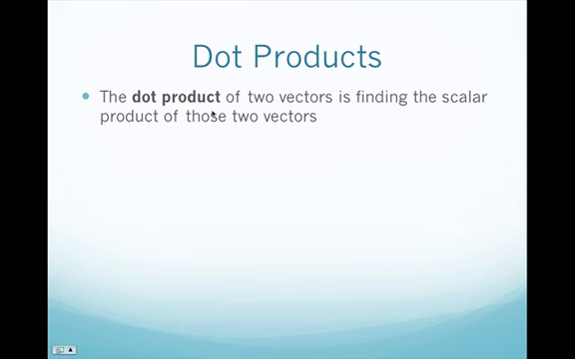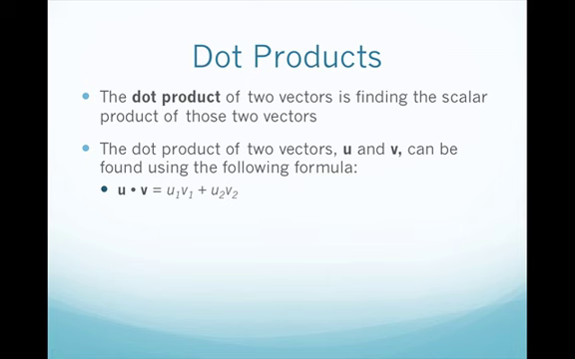So how do we find the dot product? The dot product of two vectors, u and v, can be found by using the following formula. u dot v equals u1 v1 plus u2 v2. Okay, so let's actually just write an example of this. Let's say we have vector u equals 1, 2. And vector v has the components -2, 3.